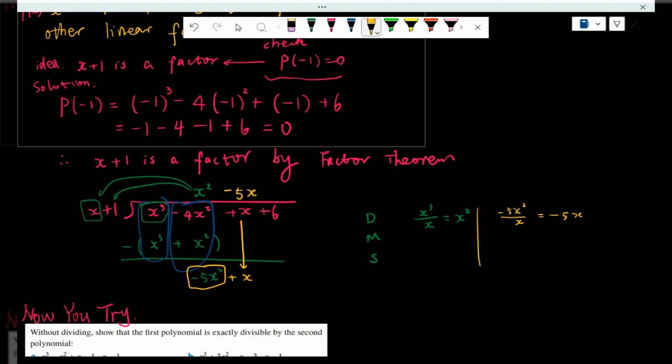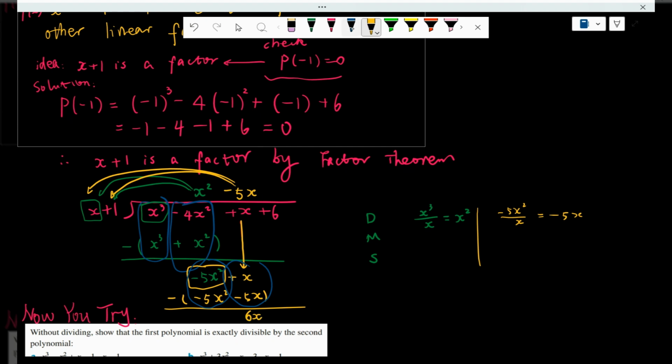After that, we multiply, then -5 distributed to every term in the divisor, and we will have -5x squared minus 5x. Step 3, subtraction. All of them in the brackets, and still subtract vertically, and we will have positive x minus -5x. We will have 6x left.